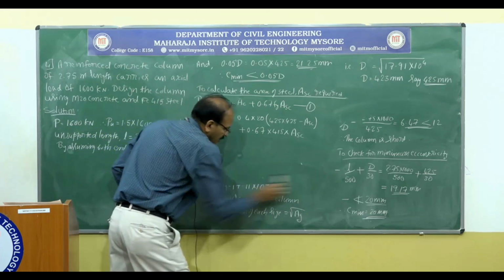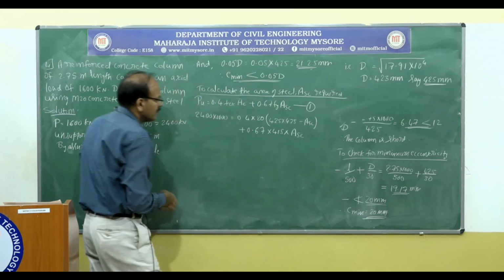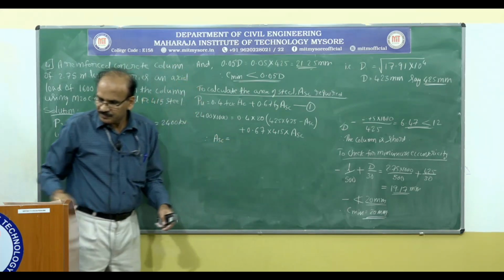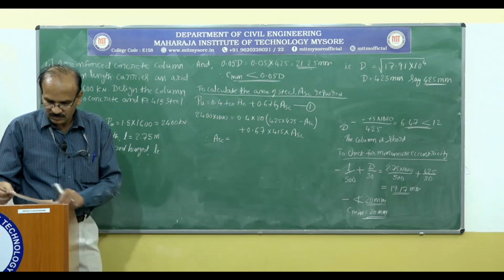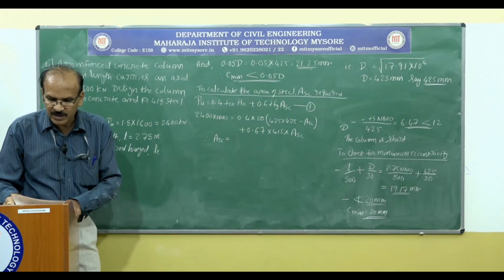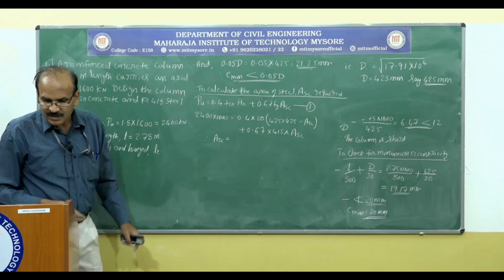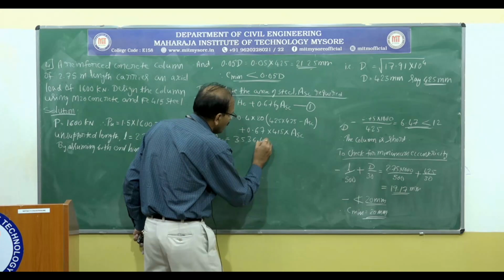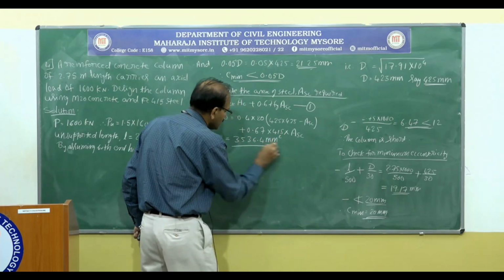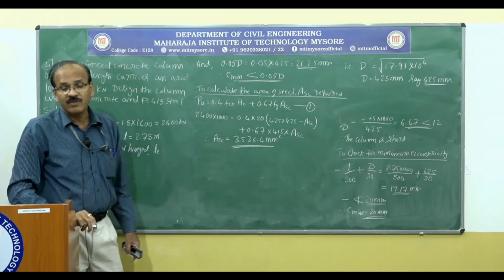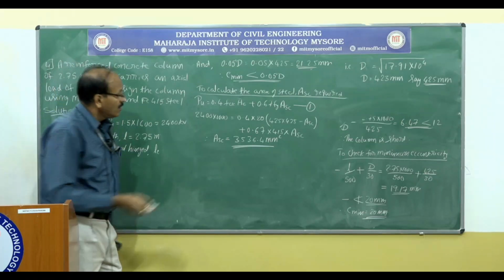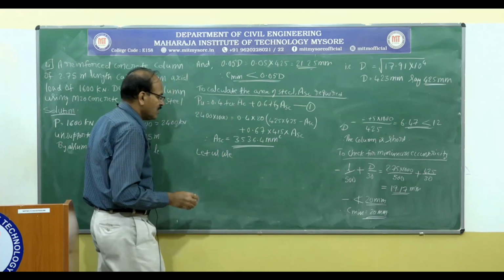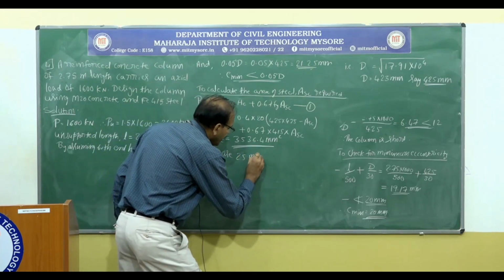Therefore, ASC equal to 3536.4 millimeter square. That is the area of compression steel required. So let us use 25 millimeter dia bars.